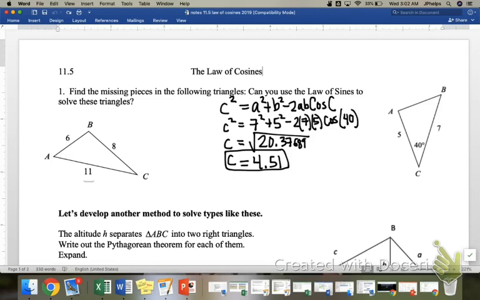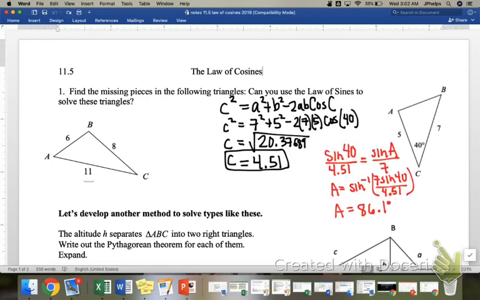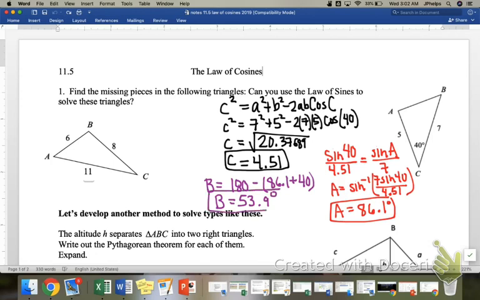Now that we've found side C, we can go ahead and use the law of sines to find angle A or angle B now. And when you simplify this down, we cross multiply 7 times sine of 40 divided by 4.51. We have to take the sine inverse of that to get angle A, and angle A comes out to 86.1. And now we've got two of the three angles. We've got angle A and angle C, so we can go ahead and solve for angle B by subtracting from 180. So angle B comes out to 53.9 degrees. And we've solved these two triangles.